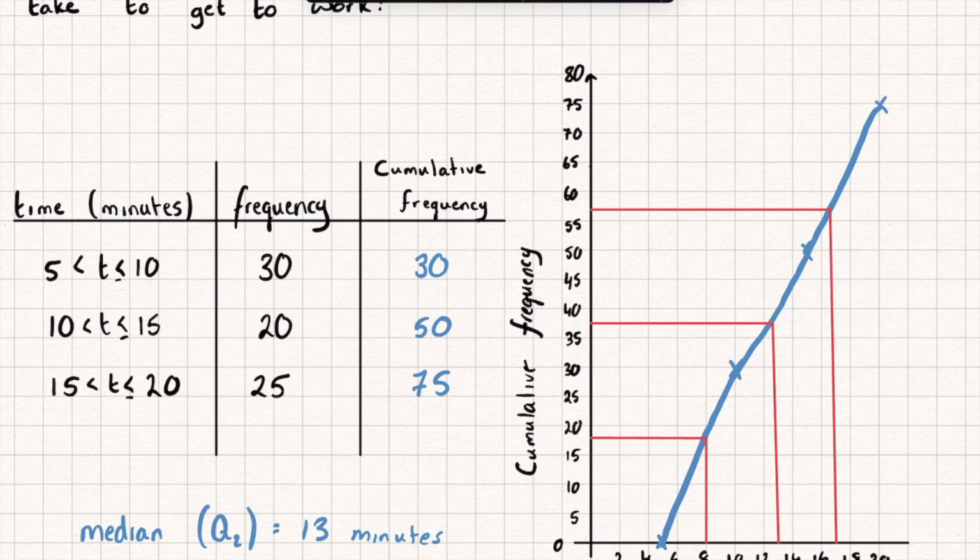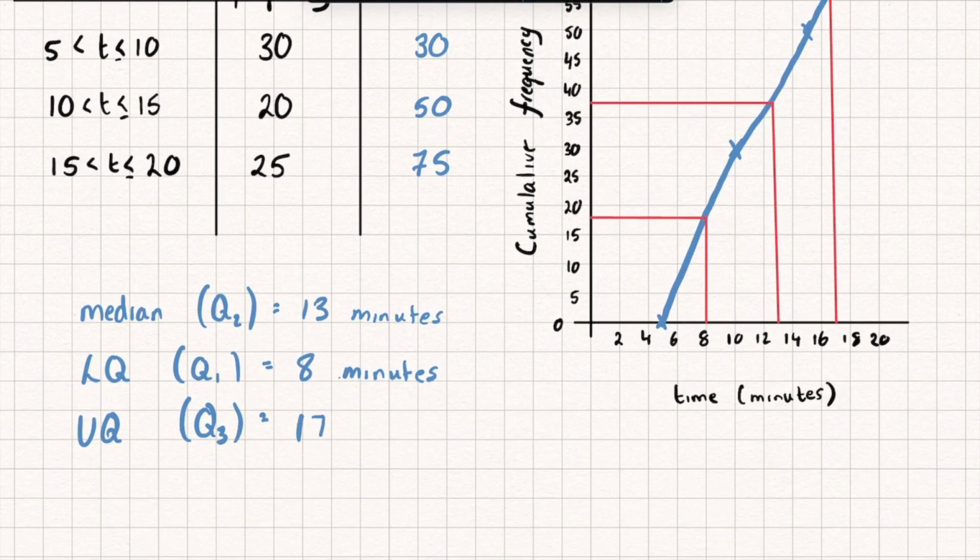And so what this means is that 75% of my data will be below this point, or on the graph it will be all of these data points here. My upper quartile is probably about 17 minutes, like so.